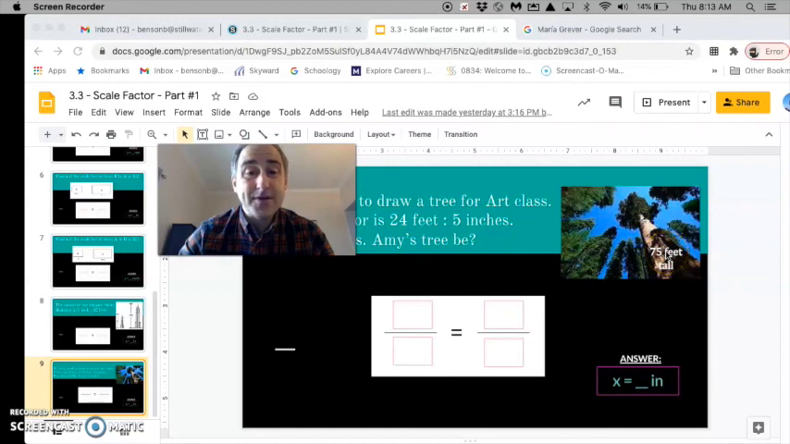How many feet is the original tree? 75. So where does that go? 24 feet to 5 inches, feet over inches. Yes, 75 goes up there.